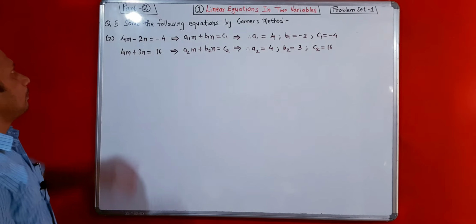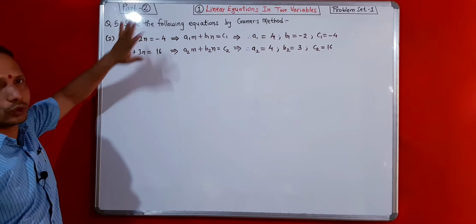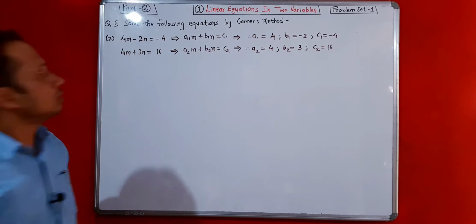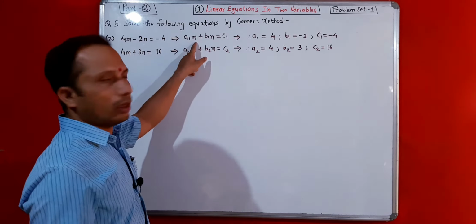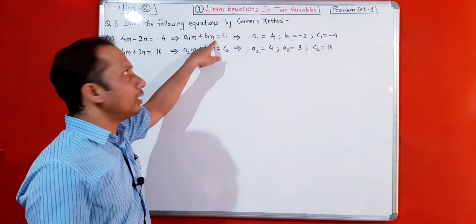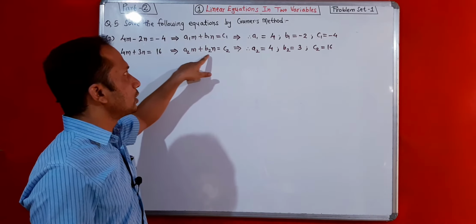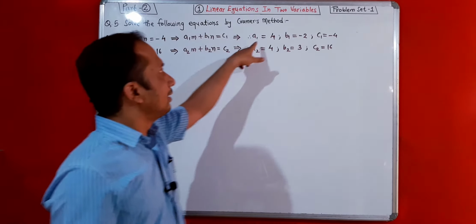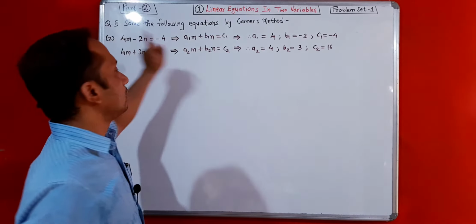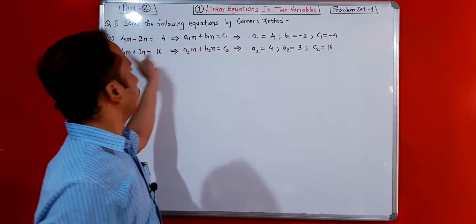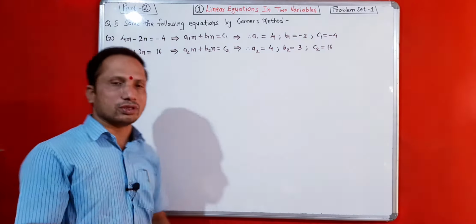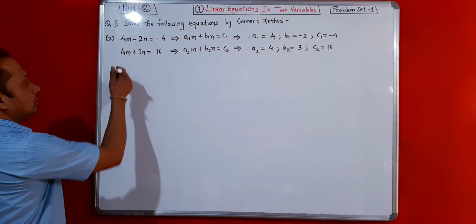In this problem, 4m minus 2n is equal to minus 4 and 4m plus 3n is equal to 16 is given. So a1m plus b1n is equal to c1, a2m plus b2n is equal to c2. Therefore a1 is equal to 4, b1 is equal to minus 2 and c1 is equal to minus 4. a2 is equal to 4, b2 is equal to 3 and c2 is equal to 16. Now use the same formula to find x and y.